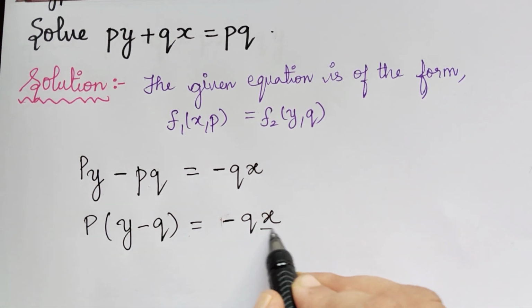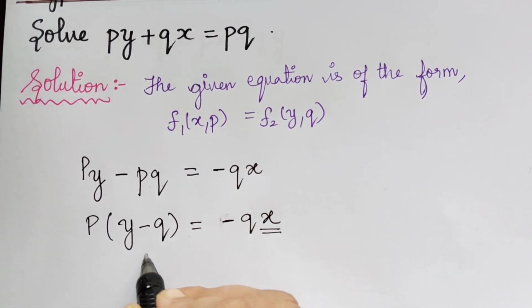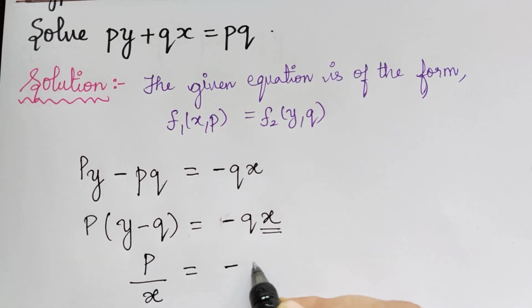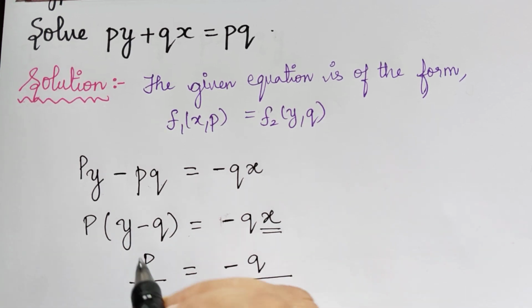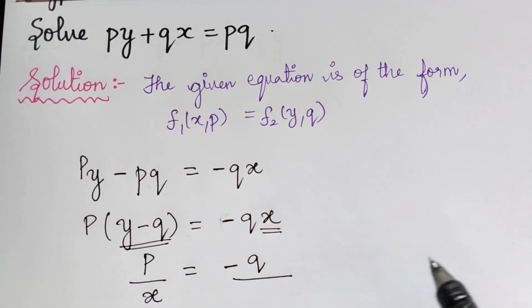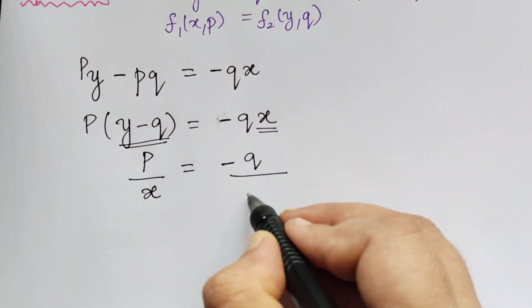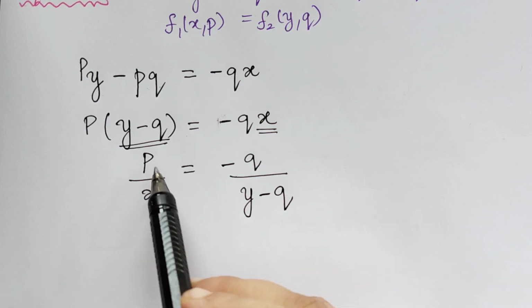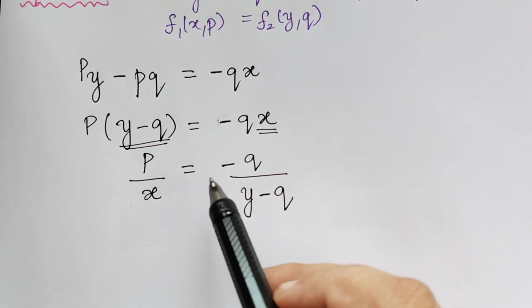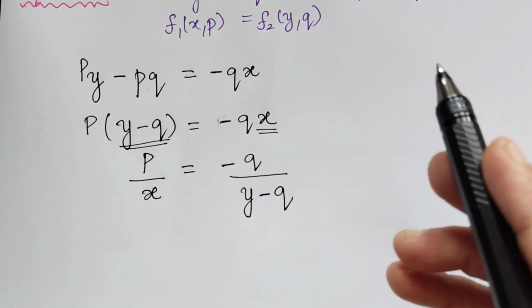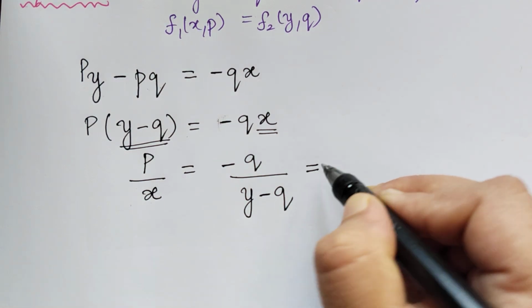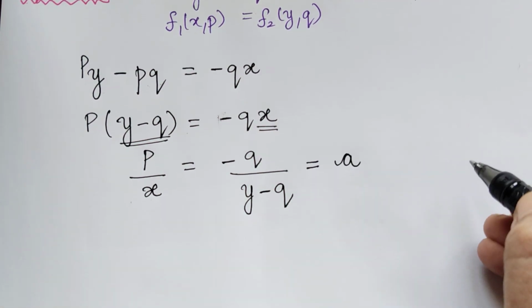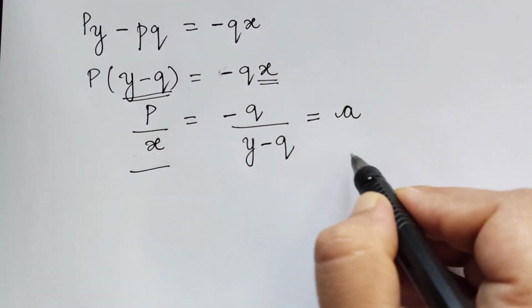Taking this x to the left, it comes to the denominator. So we have p by x to be equal to negative q divided by, taking this y minus q to the right, it goes to the denominator. So we have y minus q. Now if you see, we have gathered all the p and x terms to the left and all the q and y terms to the right, and this has to be equated to a constant a. Now each of this will be equal to a.